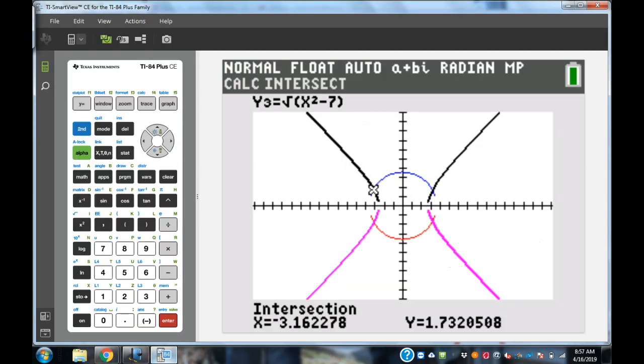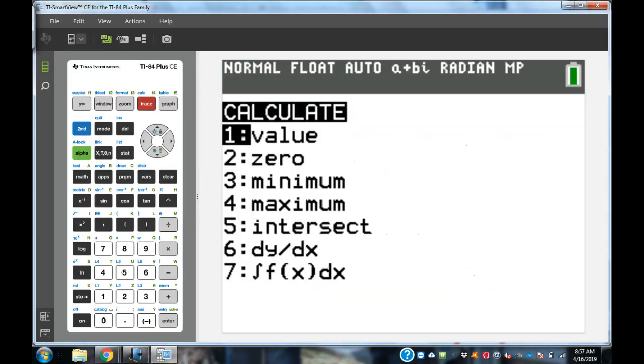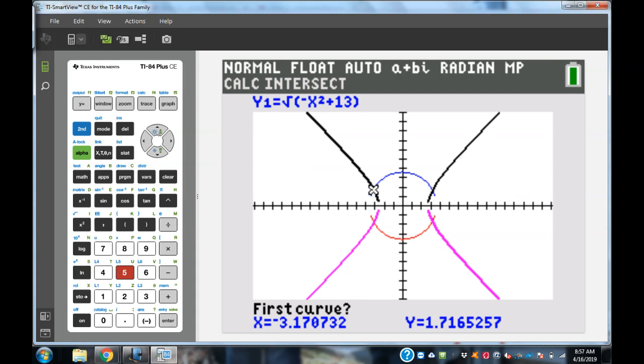And then we could do the same thing. Second trace, intersect. First curve, we're on y1. Second curve, let's go to y3. And then my guess is going to be way on the other side here. Right there. And the intersection again, positive square root of 10. That's positive square root of 3.